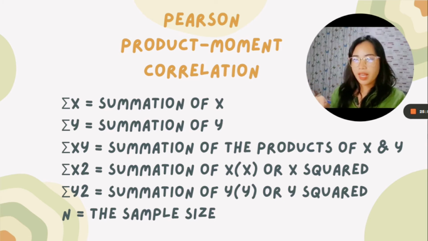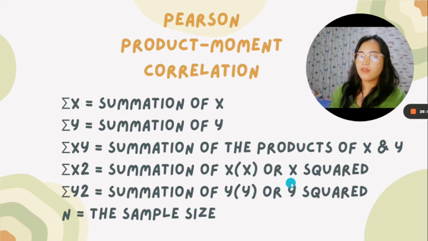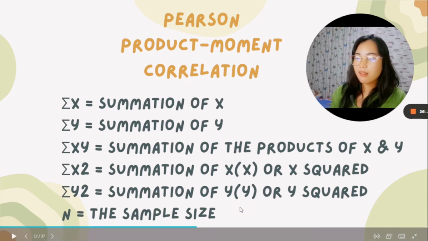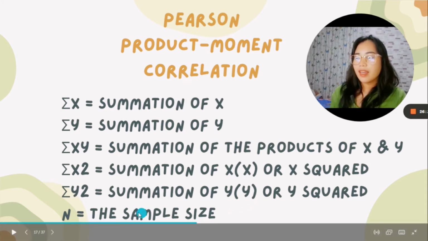So the summation of x, this symbol right here is the summation of x, this one is the summation of y, this one is the summation of the products of x and y, this one is the summation of x multiplied by x itself, or x squared, and the summation of y squared, because this one is the summation of y multiplied by y itself, or y squared, and then n, the sample size.